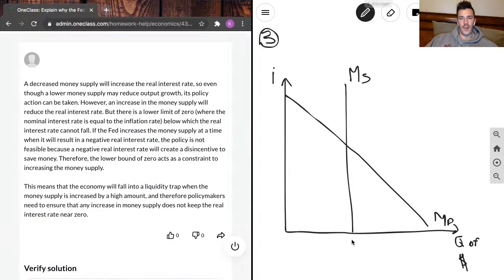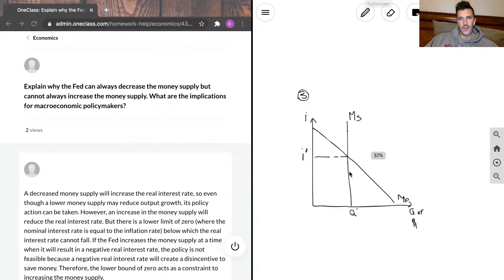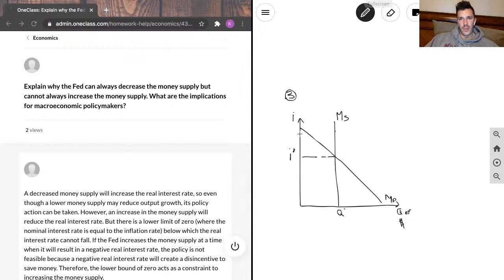So here, obviously, when it's at equilibrium, Q star, quantity supplied equals the quantity demanded of money. And we're going to have i star, which is the equilibrium nominal interest rate. So we can always decrease the money supply. Actually, let me make this bigger. I'm going to redraw the graph.